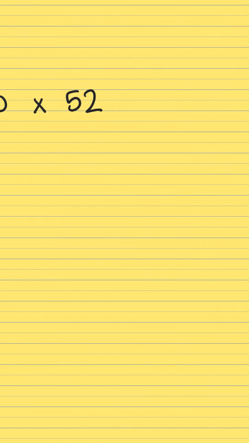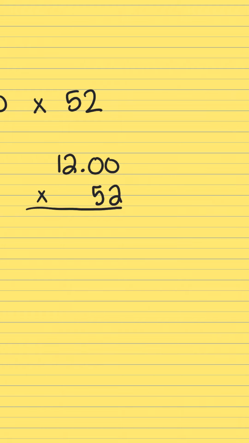When working on this next problem, you can see it's horizontal, so we want to make sure and turn this into a vertical problem. So we're going to take $12 and multiply by 52. So we take our ones first. 2 times 0 is 0. 2 times 0 is 0. 2 times 2 is 4. 2 times 1 is 2.